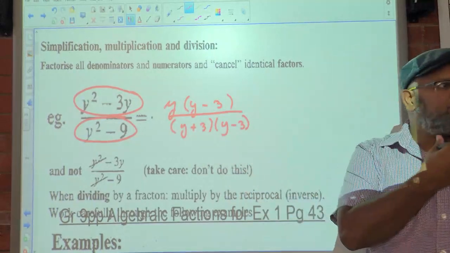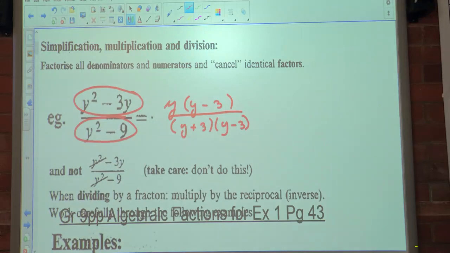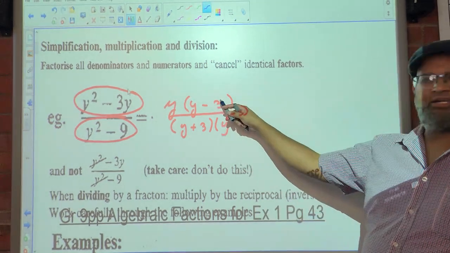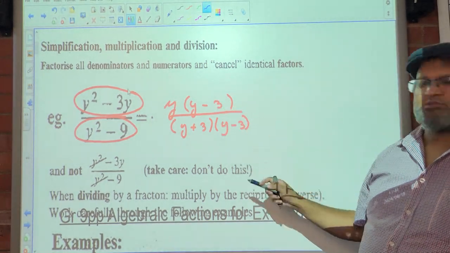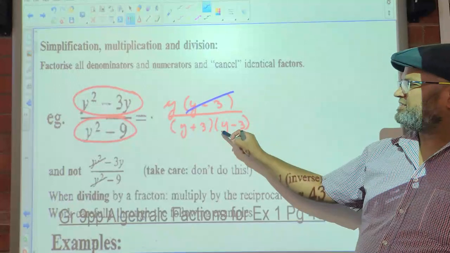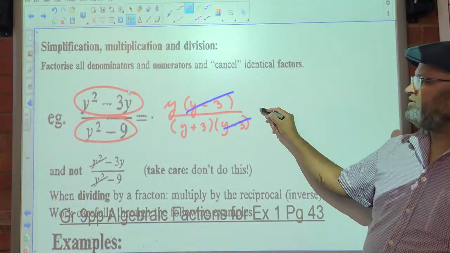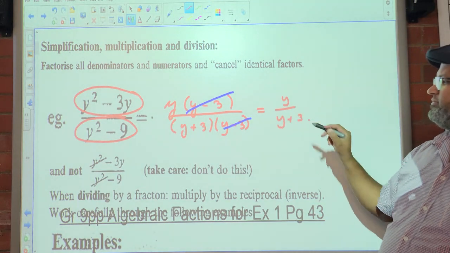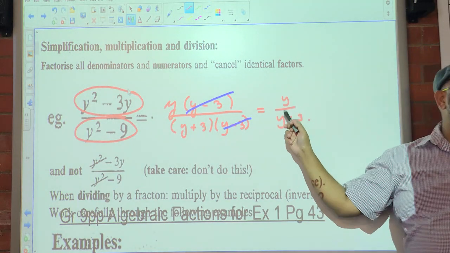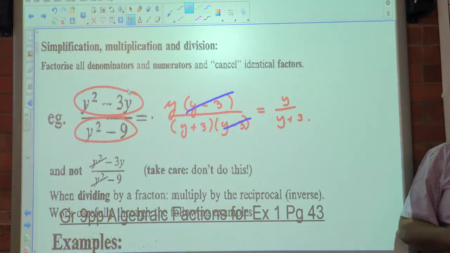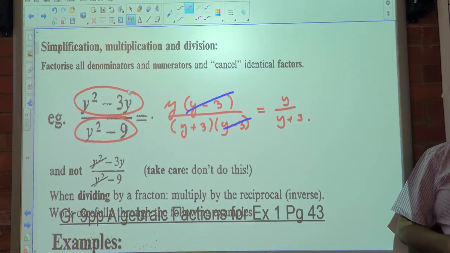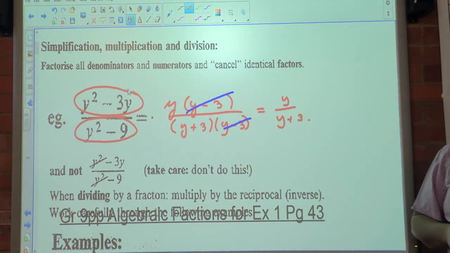So hang on. What do I see? Y minus 3 is the same as that y minus 3. Yeah? So what's going to happen? Cancel out. Give me an answer of y over y plus 3. Can I cancel these y's out here? Why not? Plus between. You guys understand? So that's my answer.